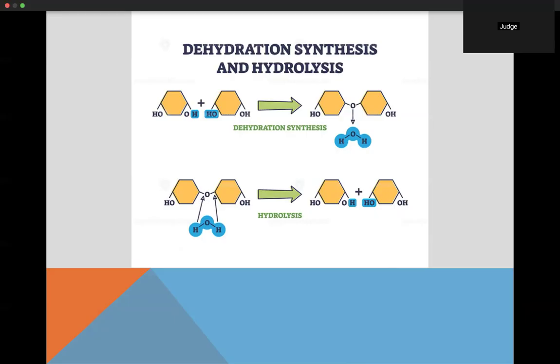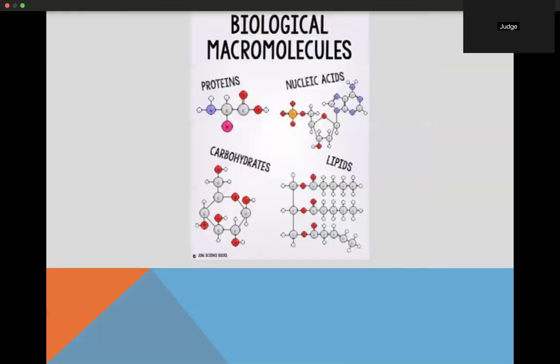Okay, so with the exception of lipids, the other three groups of macromolecules make these polymers, chains of multiple subunits called monomers. And again, to match them up, proteins are made of amino acids, carbohydrates are built into polysaccharides out of monosaccharides, and nucleic acids are made out of nucleotides.